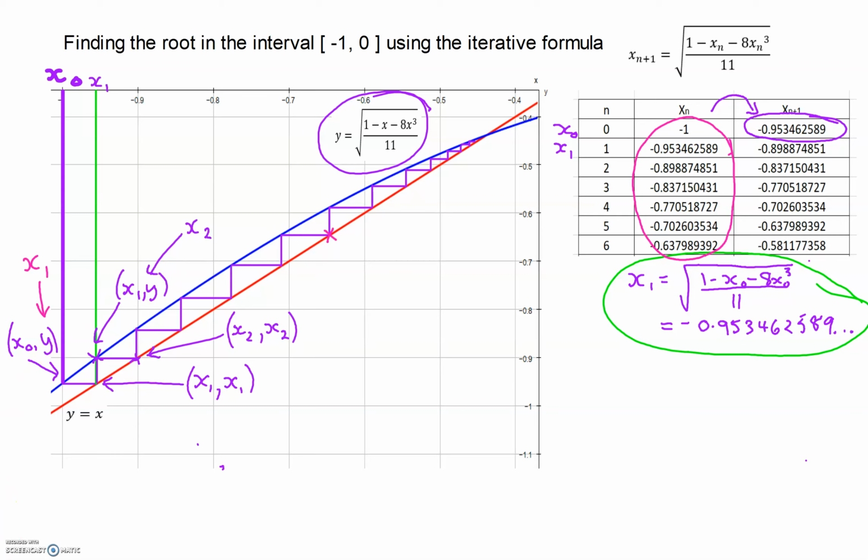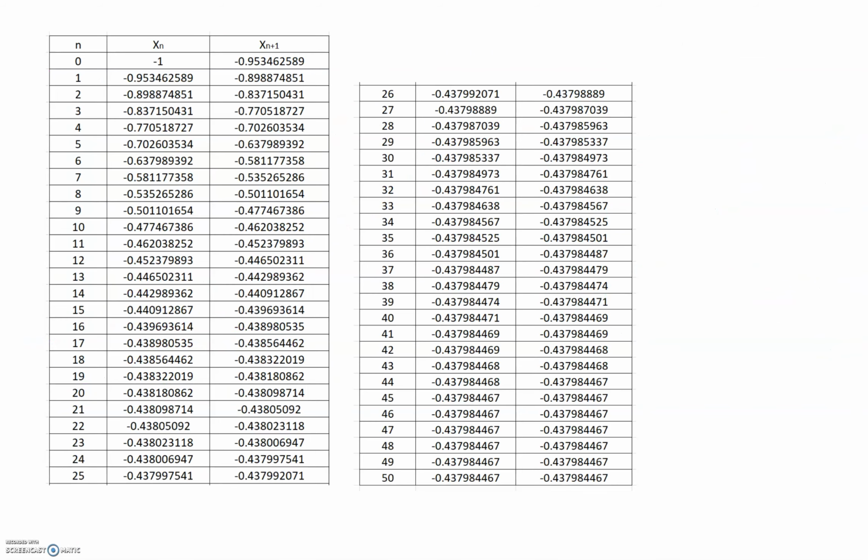So it's clear that our spreadsheet isn't getting near our root. We have only on our spreadsheet gone up to x6, which is the point x6. And so our spreadsheet needs to keep going. So here's the elongated version of the spreadsheet. I'd like you to pause the video and find the root to 5 significant figures.